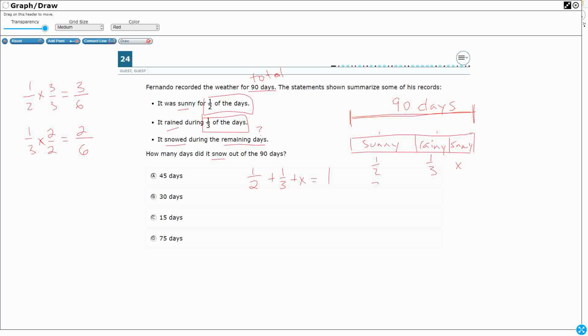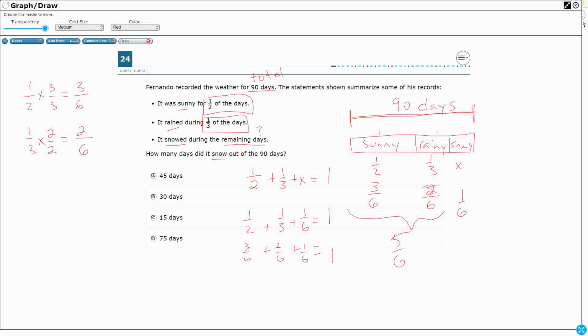So let's rename this as 3/6. And that's, well, 5/6. I was jumping ahead to the answer. That's 3/6 and 2/6 make 5/6, right? Which means this X has got to be that 1/6. So I can say 1/2, which is really 3/6, plus 1/3, which is really 2/6, plus my 1/6, right? That's going to equal my 1. So it's 1/6 of the days when it's snowy.